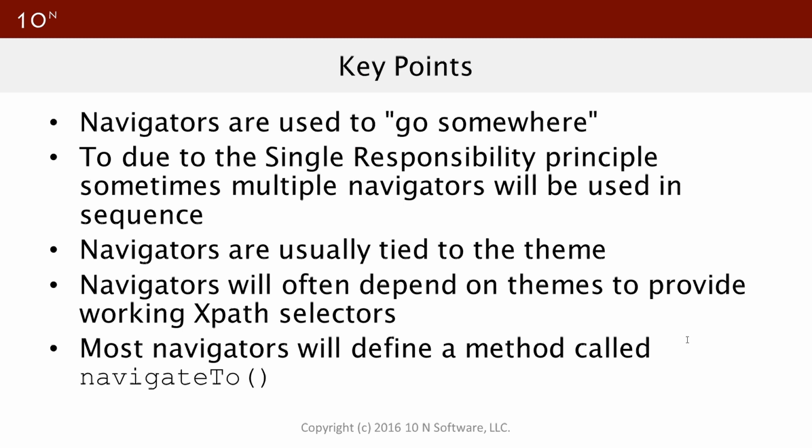That's because navigators will often be using XPath in order to figure out which elements they need in order to do their job. And so XPath is going to be used for that. The XPath is usually going to be defined in the theme, and so the navigator will ask the theme to get a fully working XPath based off of the activity that it's doing. Then our final key point is that most navigators will define a method called navigate2 with a couple of very minor exceptions here and there.